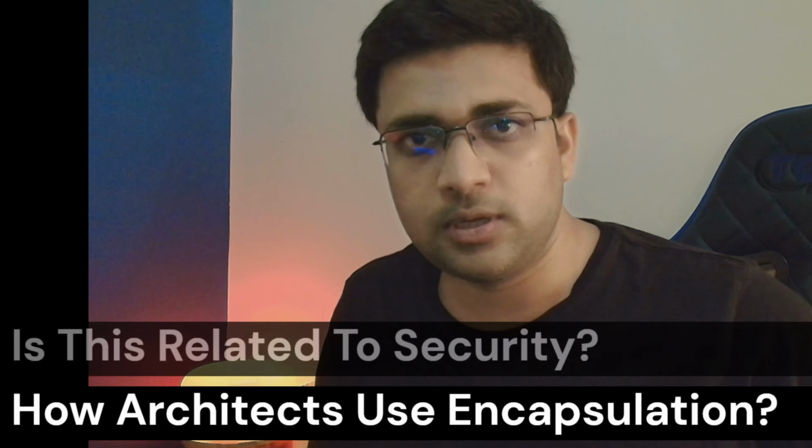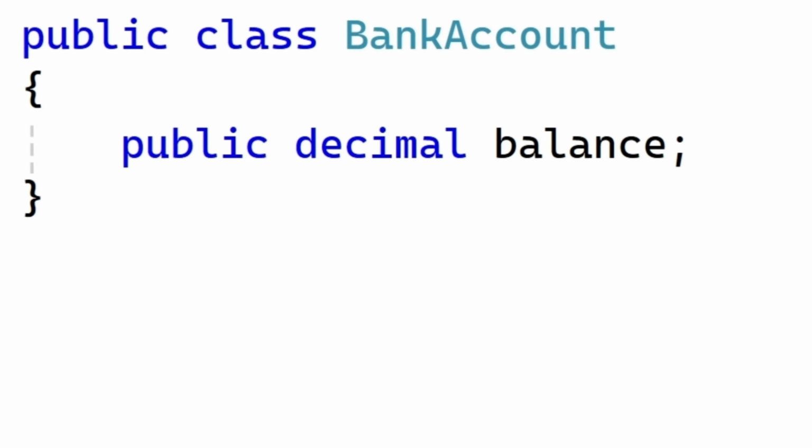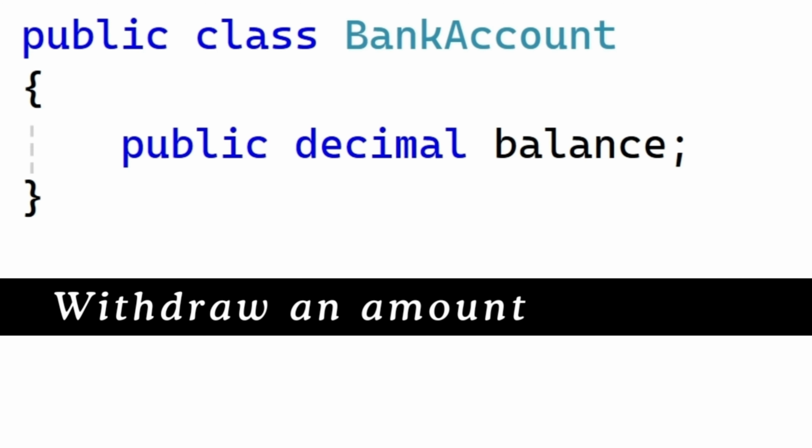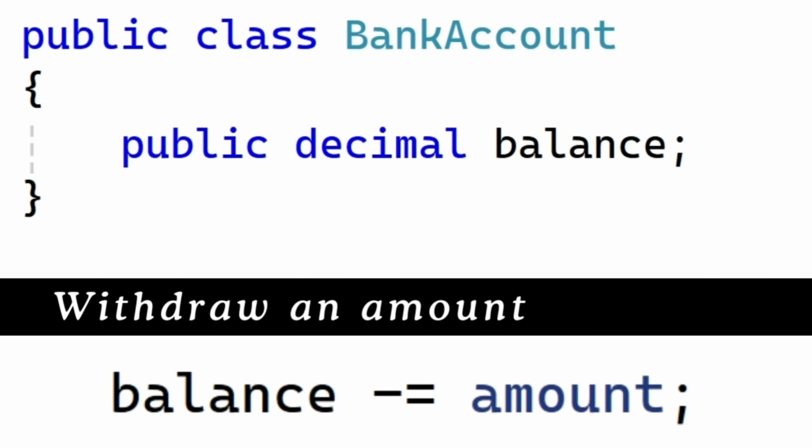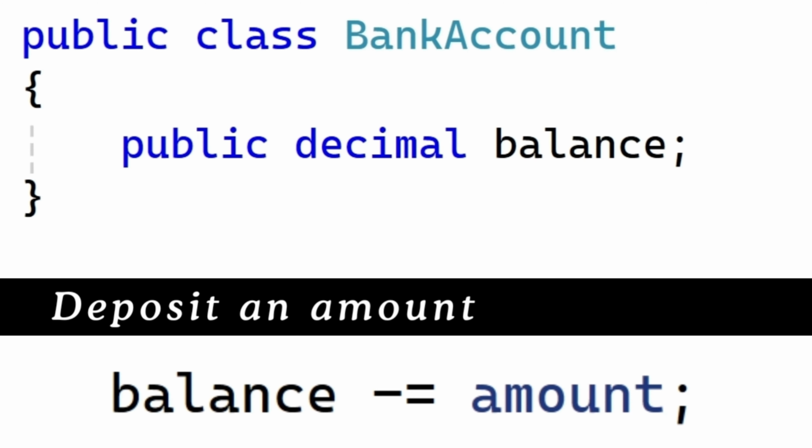Suppose you are making an application for a bank account. You have a bank account class with an attribute balance. If you think about the nature of this balance attribute, you will realize that it's central to your domain. Balance is something that gets updated with almost every operation that you do. When you withdraw an amount, it is deducted from the balance. When you deposit an amount, it is added to the balance.